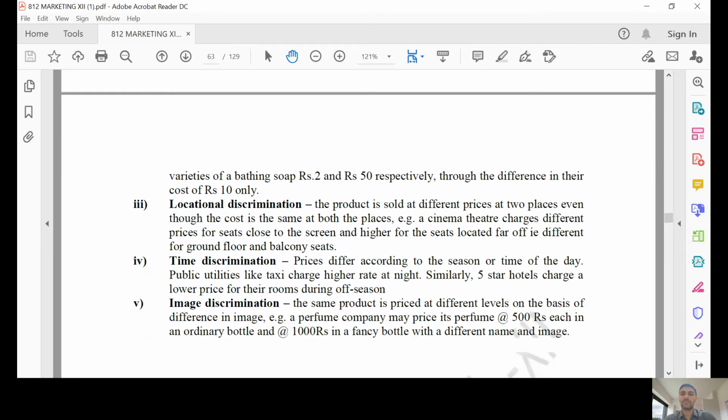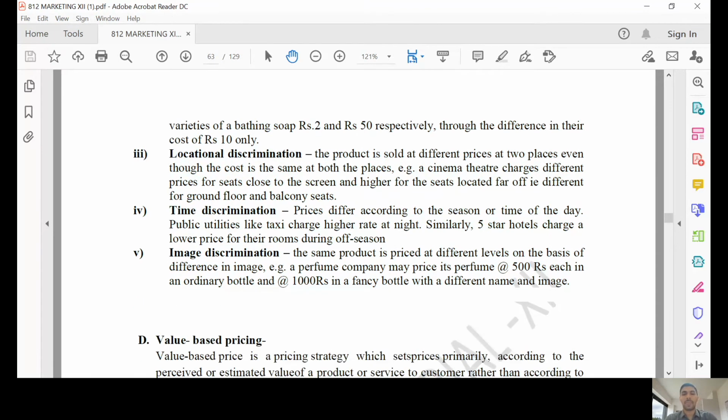Locational discrimination, the product is sold at different prices at 2 places, even though the cost is the same at both places. A cinema theater charges different prices for seats close to the screen and higher for the seats located far off, different for ground floor and balcony seats. If you're watching a cricket match, those sitting very near, maybe one price, sitting very far, maybe another price.